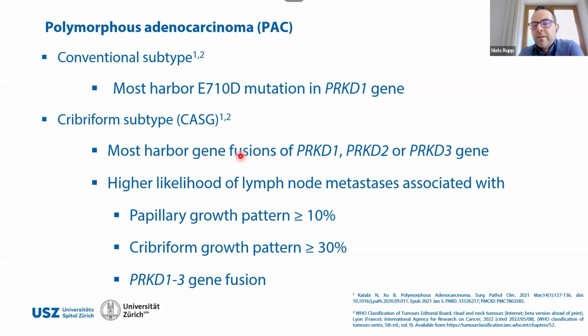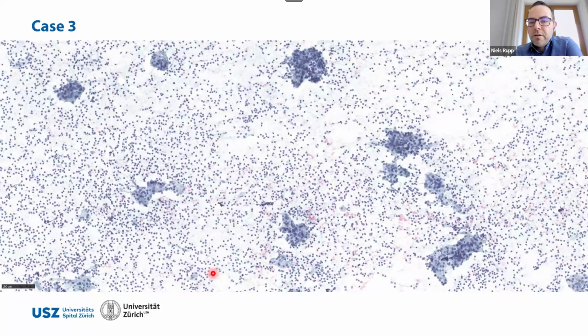However, there are some exceptions to this rule, but very, very rare. And as written here, there's a higher likelihood of lymph node metastases depending on the pattern and also depending on whether there's a gene fusion or not. Okay, let's move on to another case.